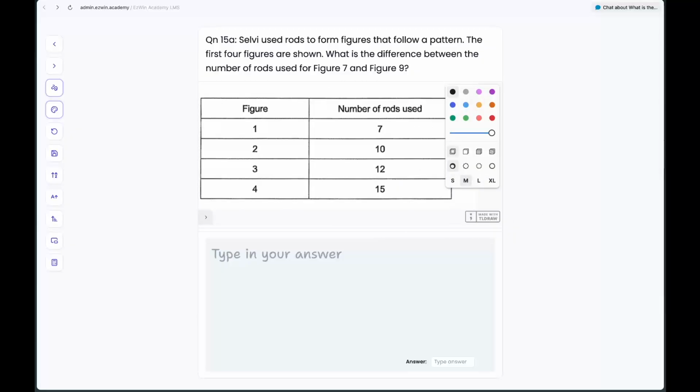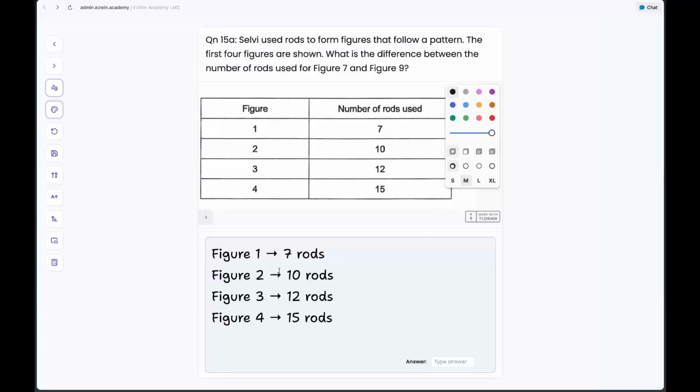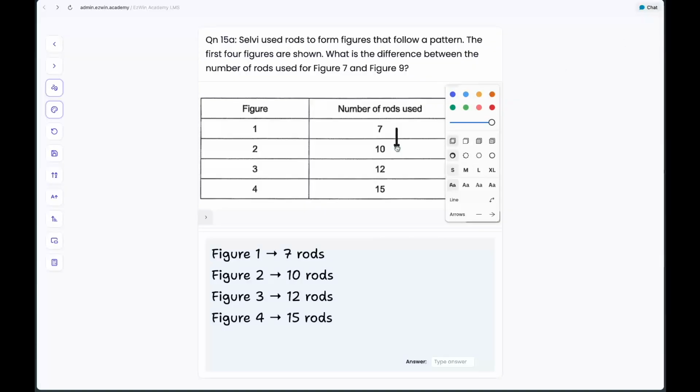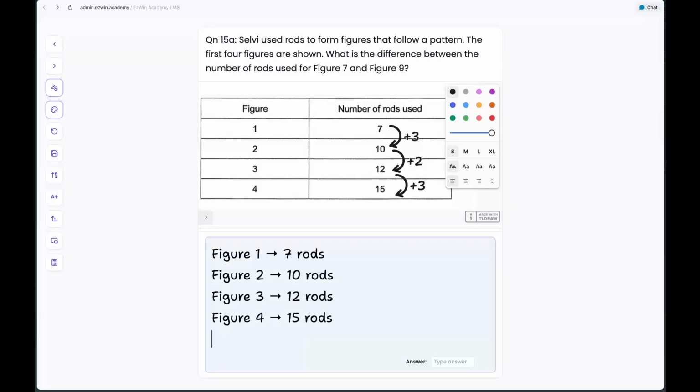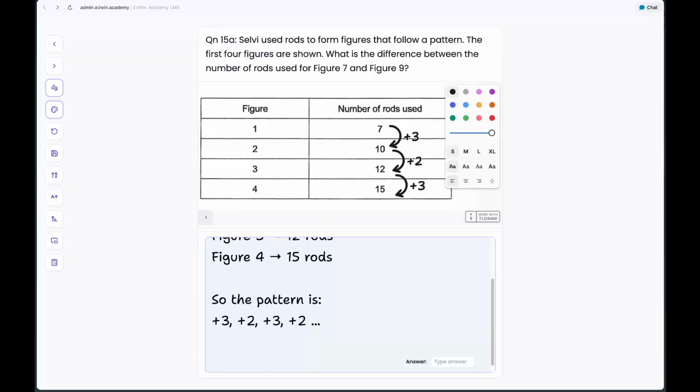So if I were to write this down, figure 1 is 7 rods, figure 2 is 10 rods, 3 is 12, 4 is 15. So if you were to see a slight pattern, you could see that this is plus 3. And then after that, 10 to 12 is plus 2. And then after that, this is plus 3 again. Okay, so it alternates, I would say, plus 2, plus 3 in this case. So the pattern is plus 2 and plus 3. So we're just going to brute force. So we're just going to continue.